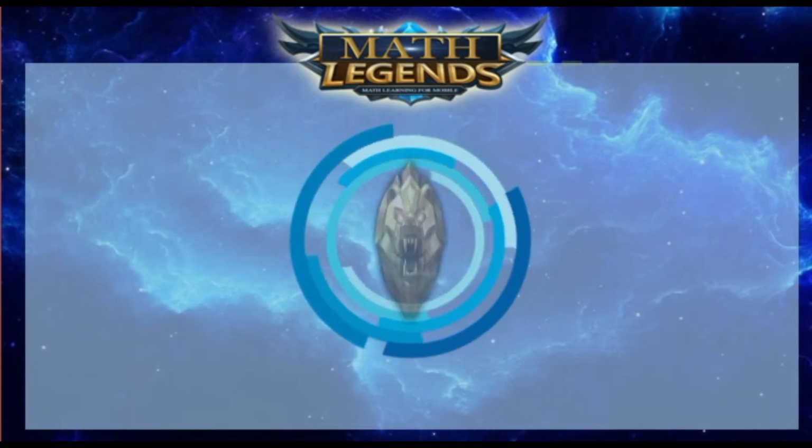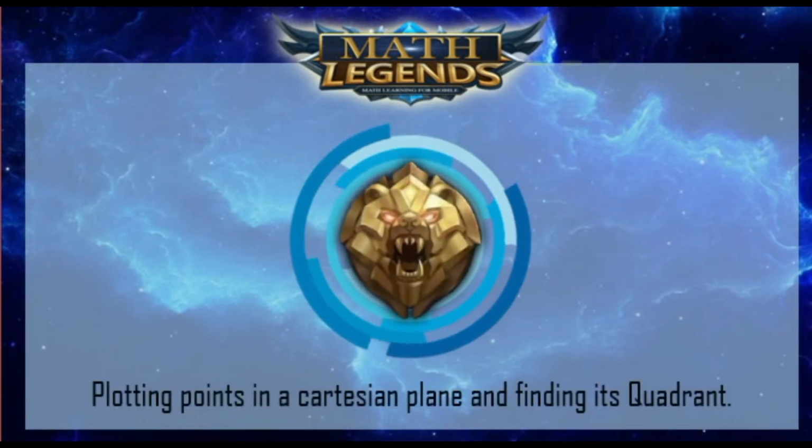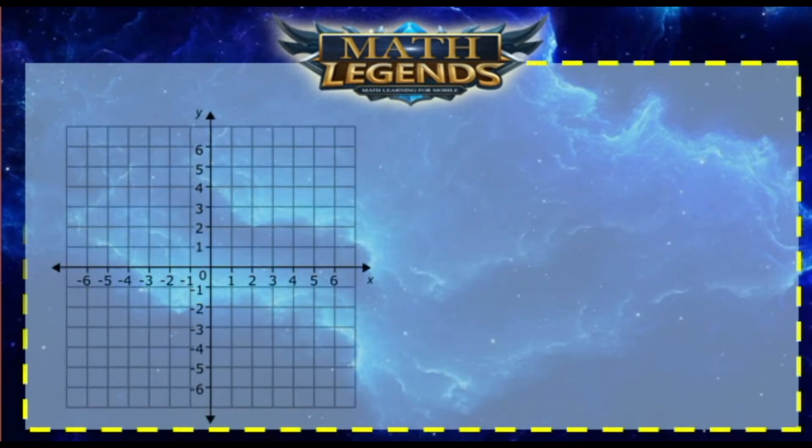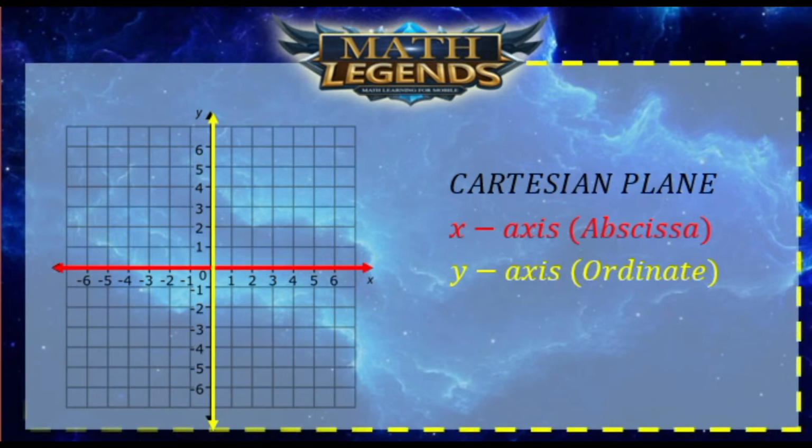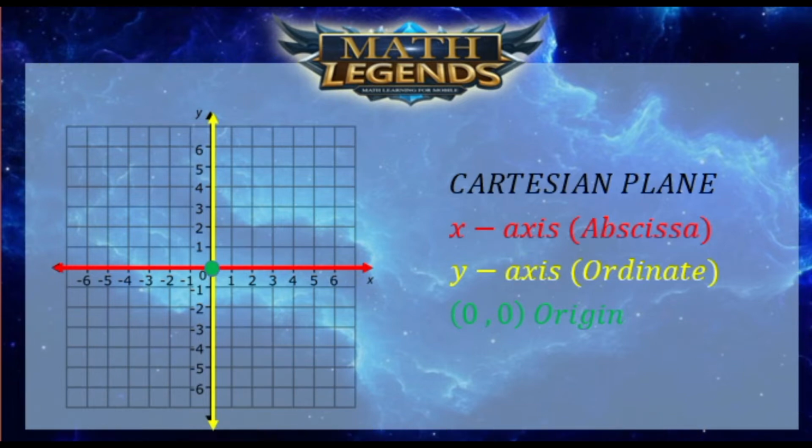Let us have the first lesson, which is all about plotting points in a Cartesian plane and finding its quadrant. Using what we call the Cartesian plane, we have here the horizontal number line that is also known as the x-axis, the abscissa, and we also have the y-axis, or the vertical line also known as the ordinate. The intersection between the x-axis and the y-axis is what we call the origin, which has the ordered pair of 0 and 0. Given this, we have the four sections of the Cartesian plane.